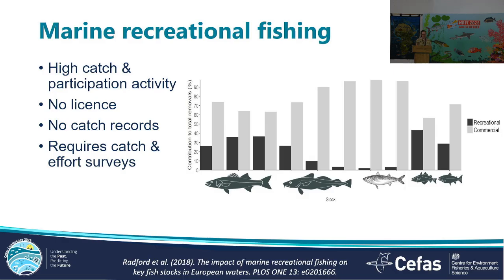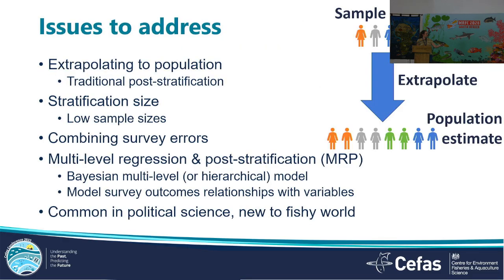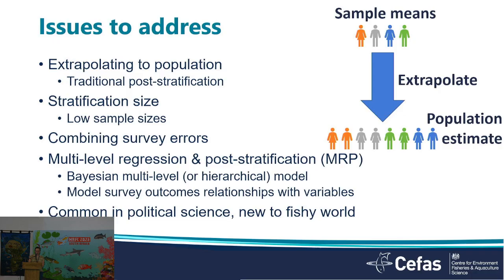So yeah, for some background, in the UK, we know that marine recreational fishing is a high catch and high participation activity, but we have no licenses and no mandatory catch reporting. So we have to do catch and effort surveys to get any estimates. When running surveys, you're normally taking averages from survey samples and multiplying this up to population levels. And this is normally done through a post-stratification approach.